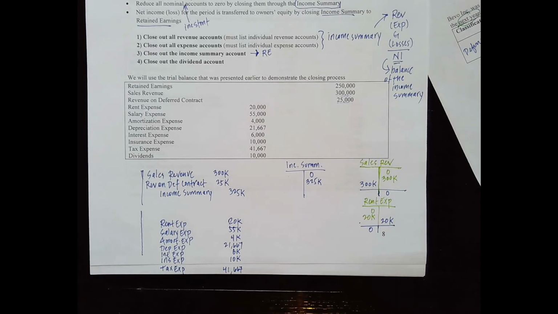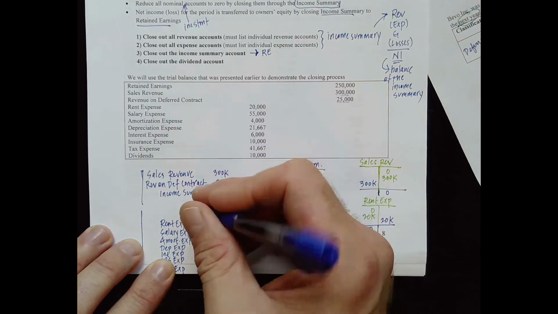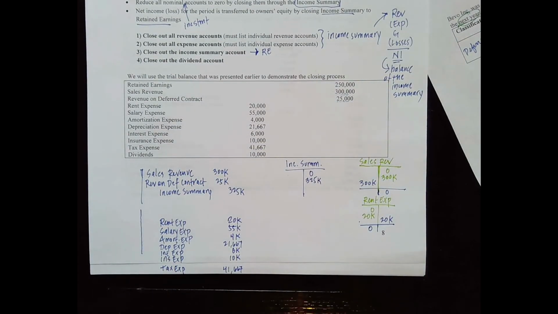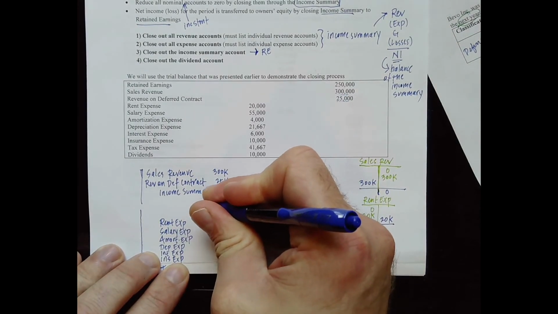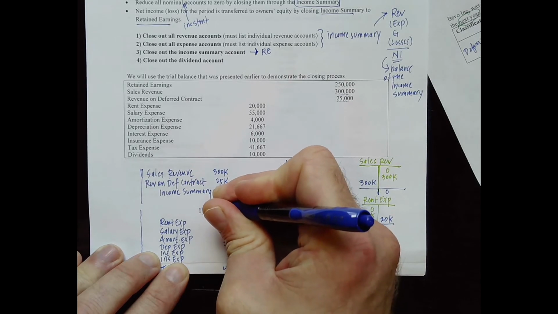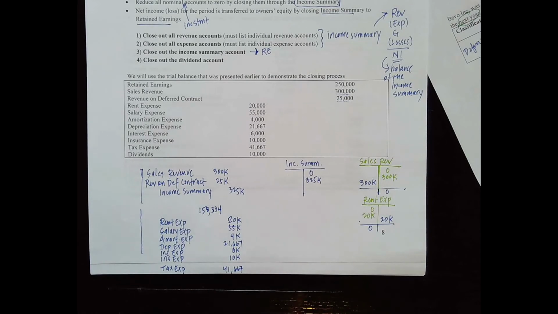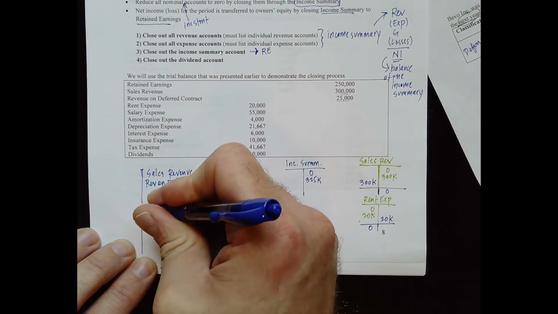So bear with me for a second. 20 plus 55, plus 4, 21,667, 6, 10, 41,667. Gives me 158,344. Before I write it, I want to double check it. So I'll write it here. Well, actually, I will write it. You'll be using a pencil, so you can always erase. Always double check your math. Now I'm going to go backwards by subtracting 41,667, subtract 10, subtract 6, subtract 21,667, subtract 4, and yep, that is correct. I close all this out to the income summary.